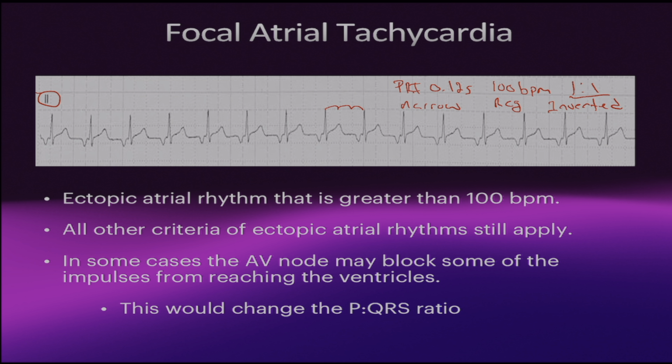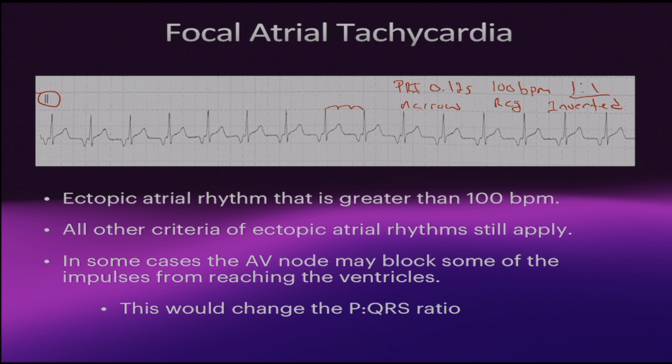This rhythm would be considered an ectopic atrial rhythm because those P waves are inverted. The PR interval is considered normal, and I have a 1-to-1 P to QRS ratio. So I would have enough to say that this is likely an ectopic atrial tachycardia.